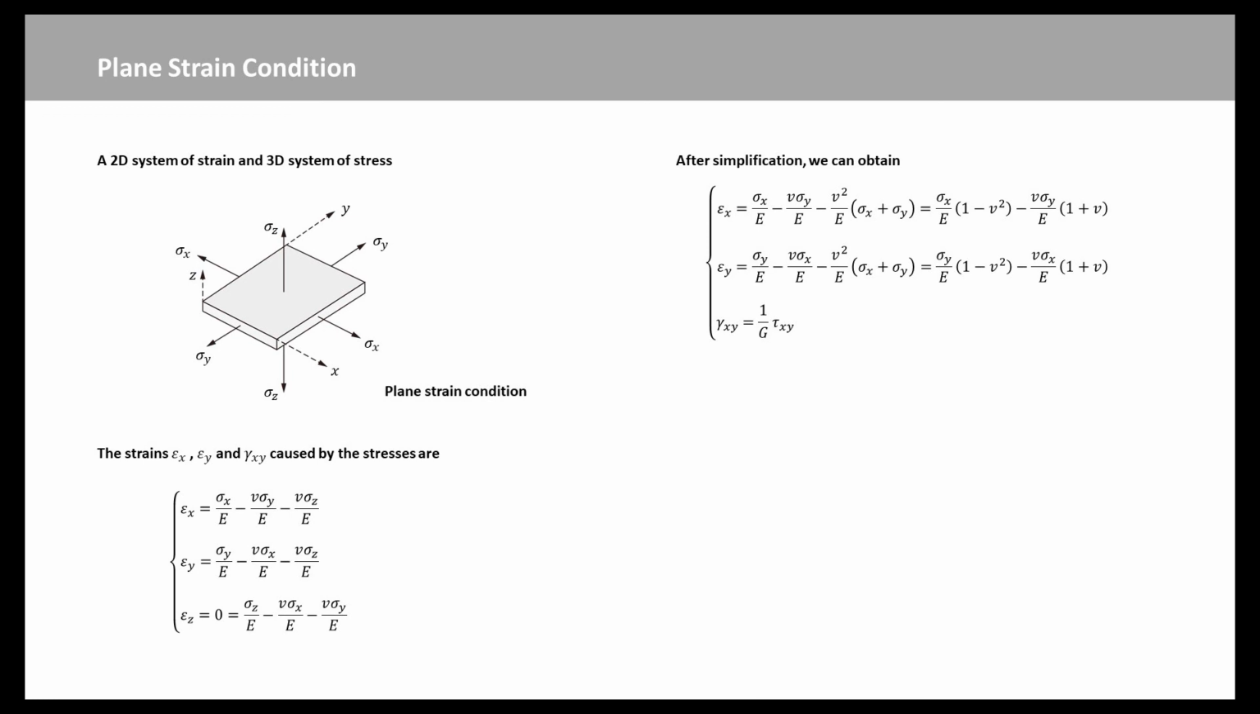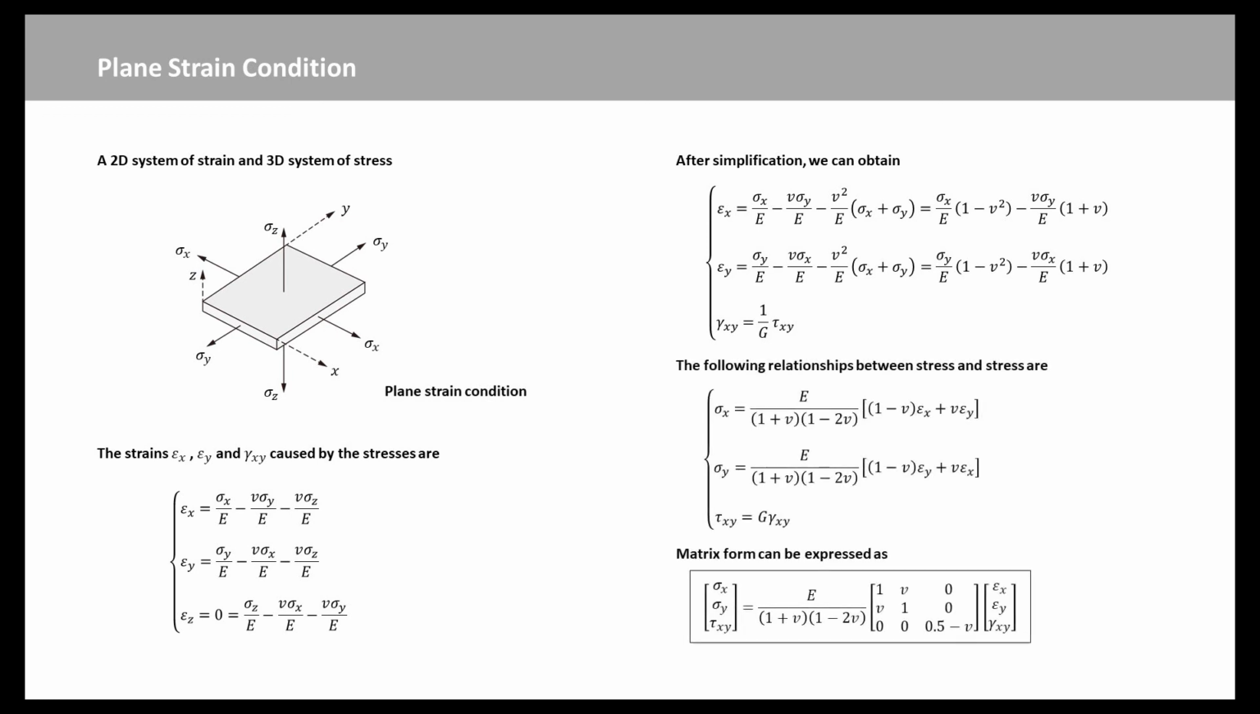We know the shear modulus G is equal to E over 2 times (1 plus nu). The following relationships between stress and strain applied for materials are expressed here. In matrix form, these equations can be written as this expression. This matrix form is called plane strain.